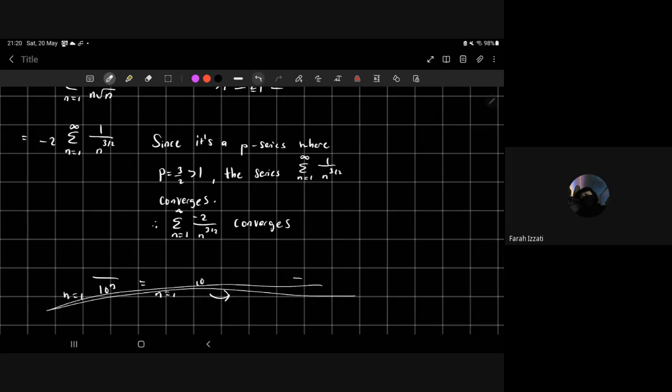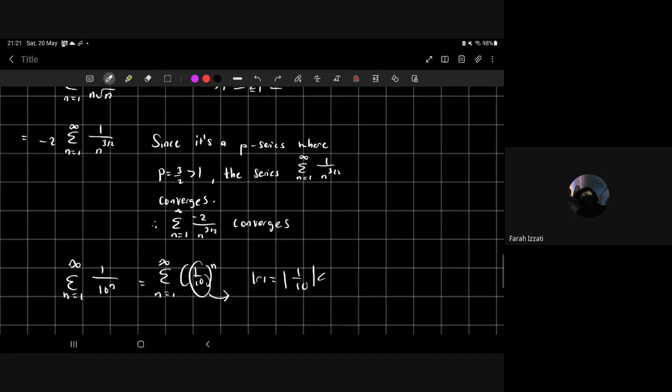All right, understood. So the next one, go ahead, 24. I think it's something like 5 to the power of n over 4 to the power of n plus 3.